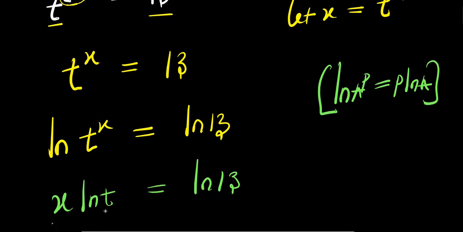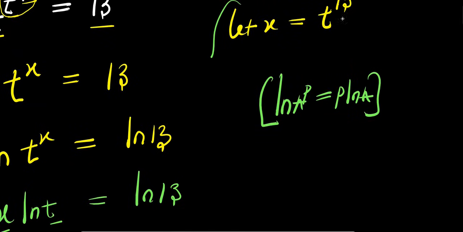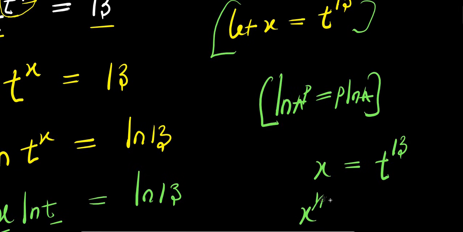Now, we have two unknown variables, x and t, in which we want the two variables to be the same. So we head back to this equation here: x equals t power 13. I want to isolate t. So I'm going to achieve that by multiplying this exponent by 1 over 13. I have x power 1 over 13 equals t power 13 raised to the power of 1 over 13.